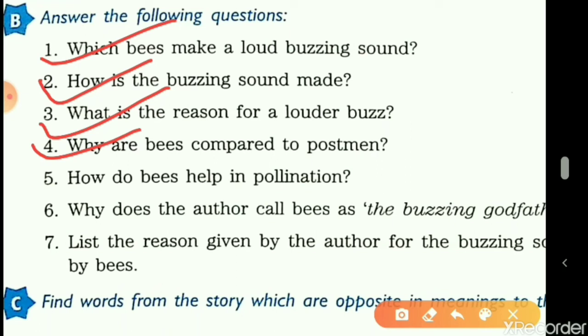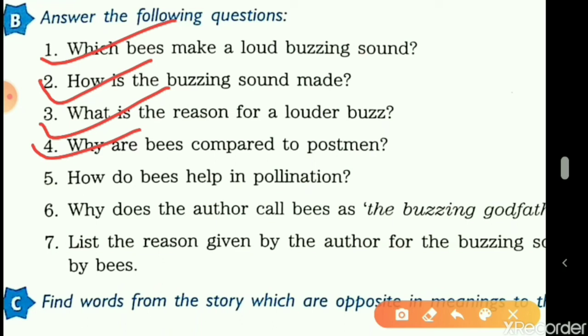Children, like the postman delivers the letter from one house to the other house, same way the bees also carry the pollen from one flower to the other. So there's a comparison of bees with the postman.